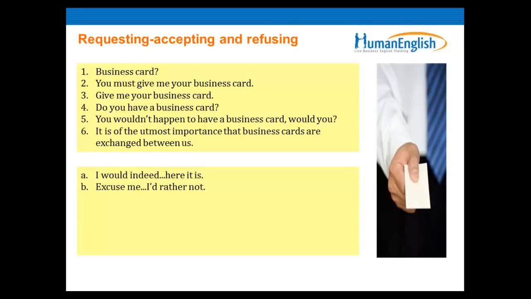Okay, we can also use it together with numbers 2 and 3, but as I said before, 2 and 3 are a little bit strong. Okay, I don't seem to have any with me. Must go. Bye. Okay, right, good. Number 2, you must give me your business card. It's a little bit strong, so the answer could be strong. I don't seem to have any with me. Must go. Bye. Okay, that's excellent.